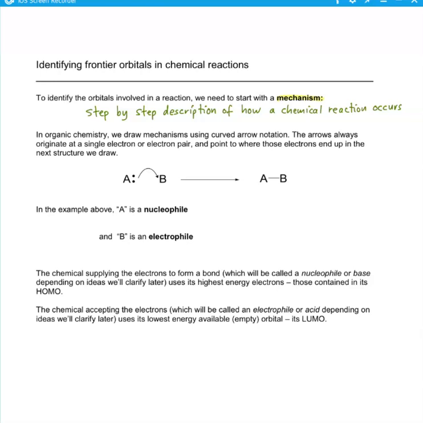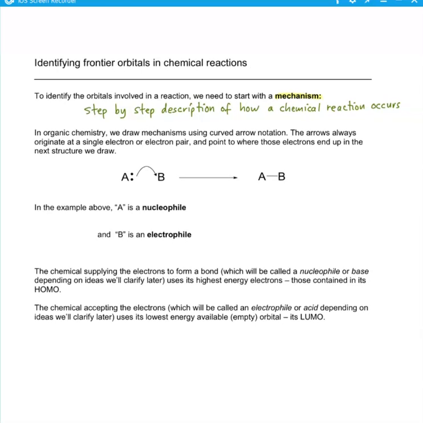We do pretty much the same thing in organic chemistry, except that we're drawing the mechanisms using the curved arrow notation that we use for resonance. And just like there, the arrows are always going to originate at an electron, whether it's a single electron or a pair of electrons, and it's going to point to where those electrons end up in the next picture that we draw. So in this example, the electrons are originating here.